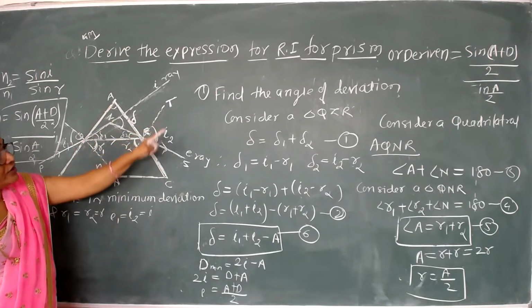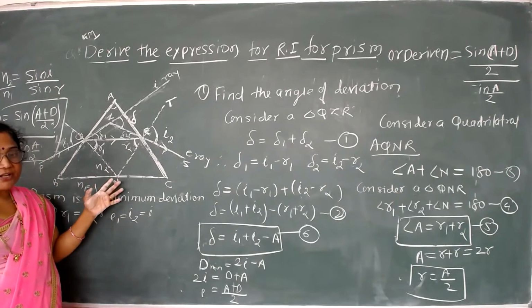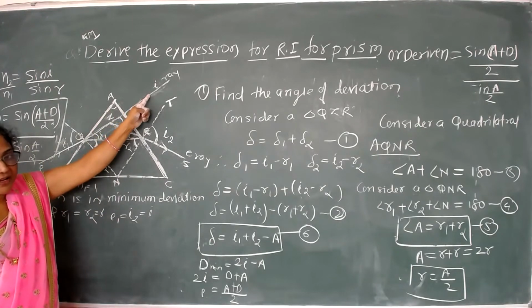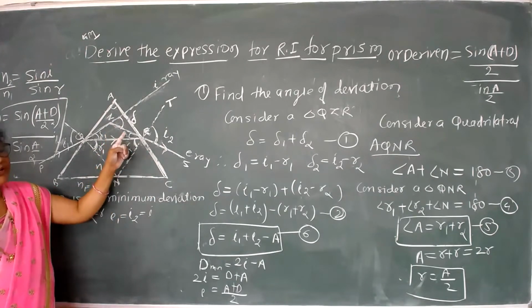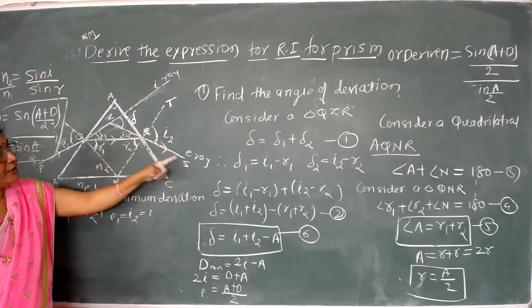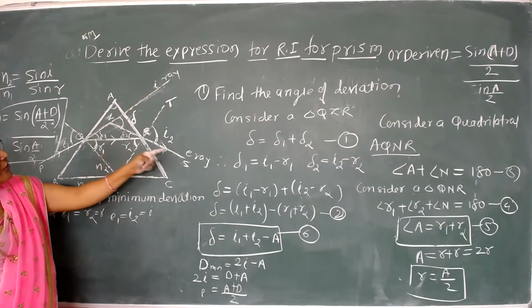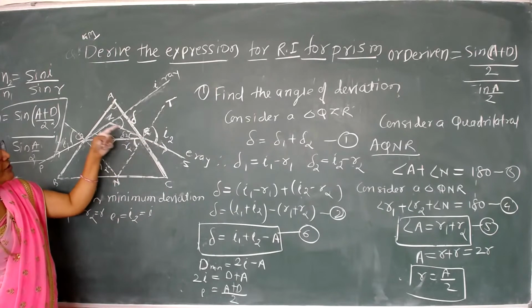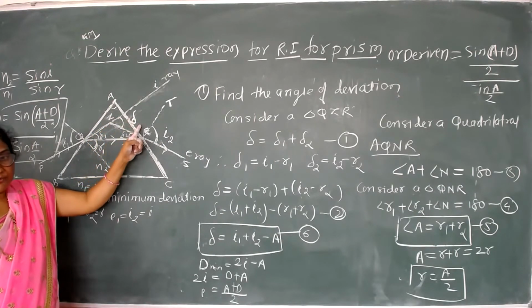Then, to find the angle of deviation: the angle found between the incident ray and the emergent ray is known as the angle of deviation. So this is the emergent ray, this is the incident ray. Draw a straight line from the emergent ray, and where both rays meet, that is known as the angle of deviation.